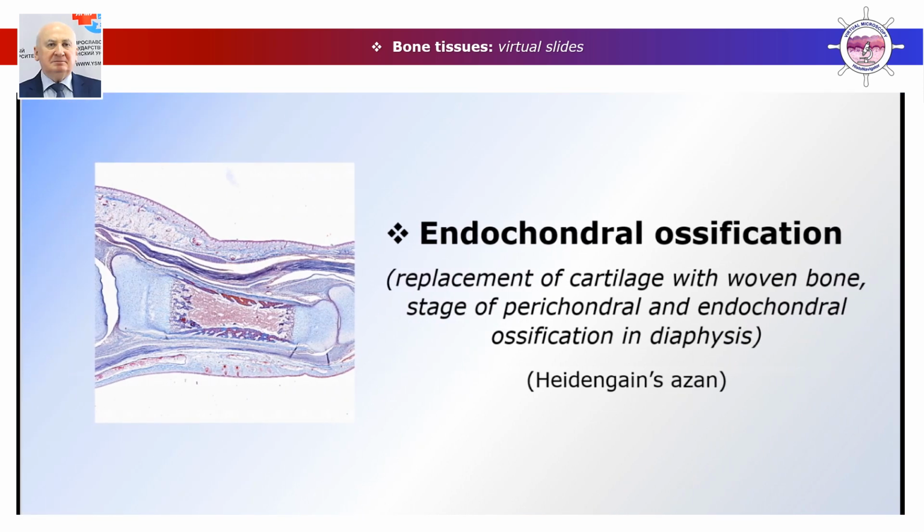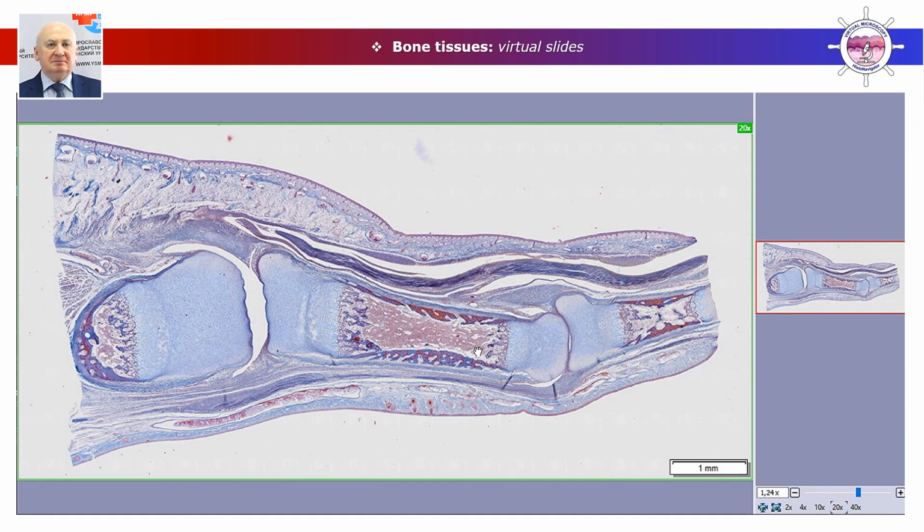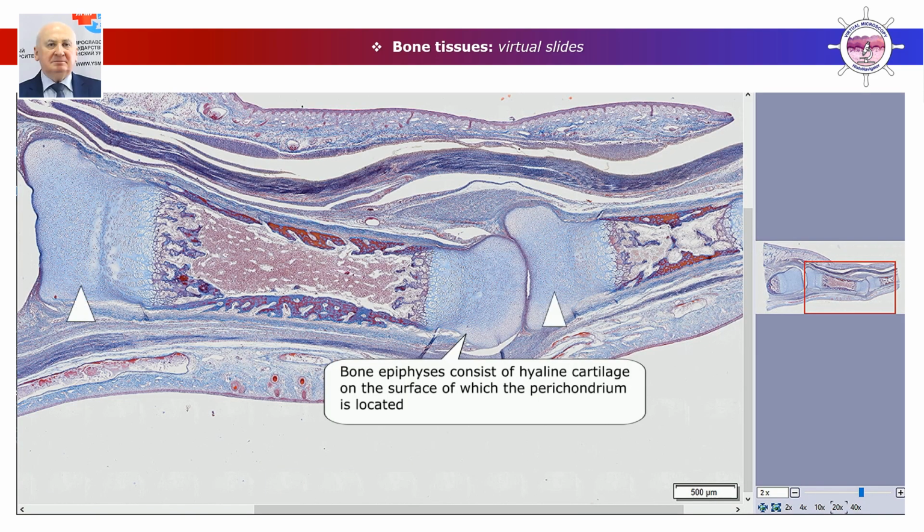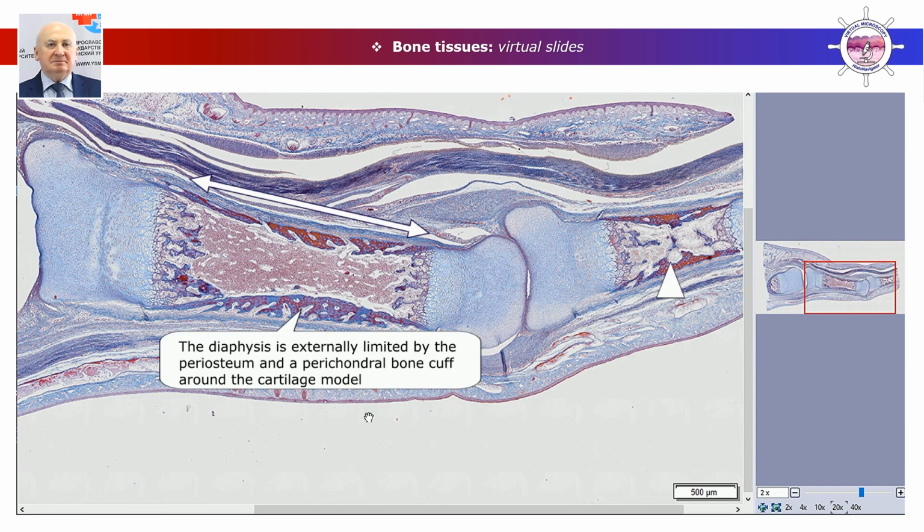Endochondral or indirect ossification, replacement of cartilage with woven bone. Stage of perichondral and endochondral ossification in the diaphysis. Bone epiphyses consist of hyaline cartilage on the surface of which the perichondrium is located. The diaphysis is externally limited by the periosteum and a perichondral bone cuff around the cartilage model.